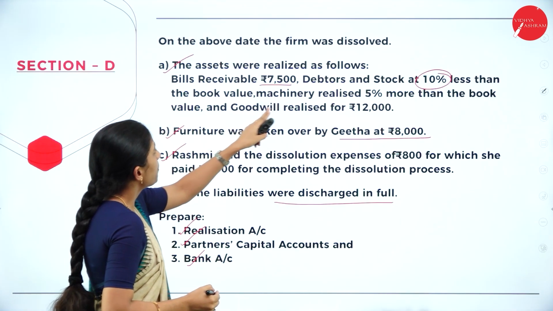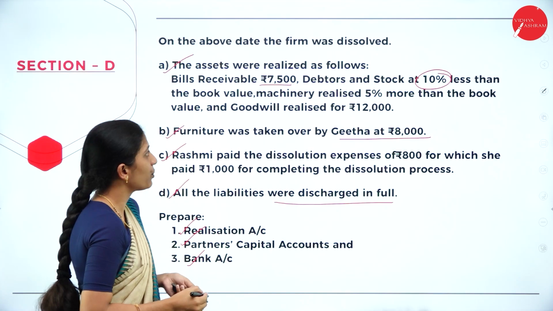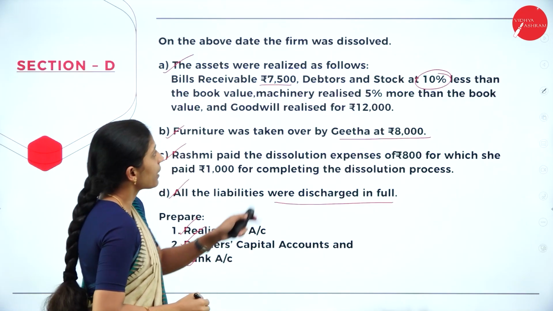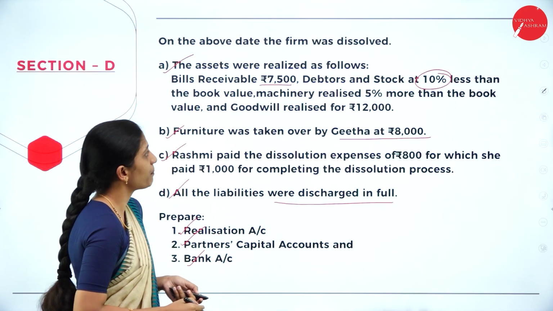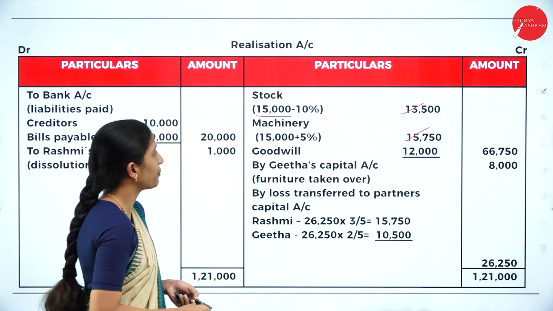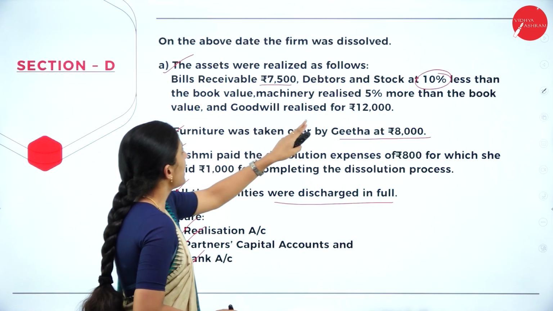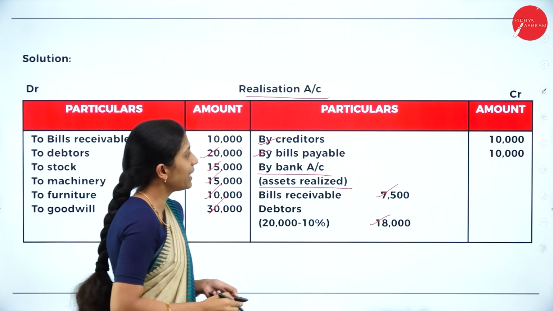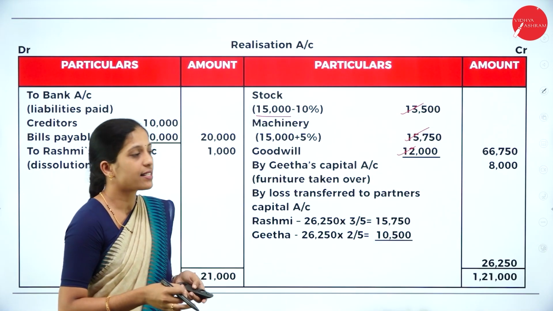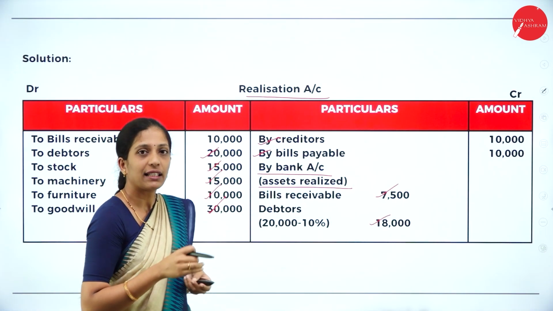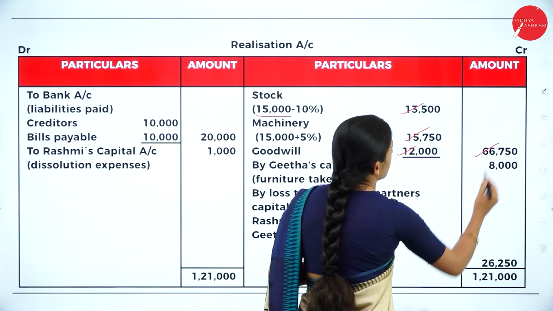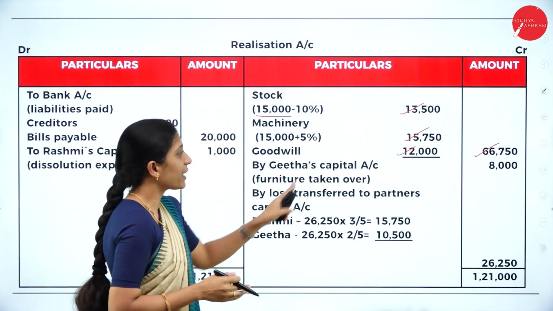Then what have they given? Machinery realized 5% more than the book value. What is the value of machinery? 15,000. More means 15,000 plus 5%, so machinery is 15,750. Next, what have they given? Goodwill realized at rupees 12,000. So you have to take goodwill at rupees 12,000. These are all realized values. We will take them as they are, with the heading by bank account, in brackets assets realized. We will take the realized value. How much is the total? 66,750. Hope you are clear about it.